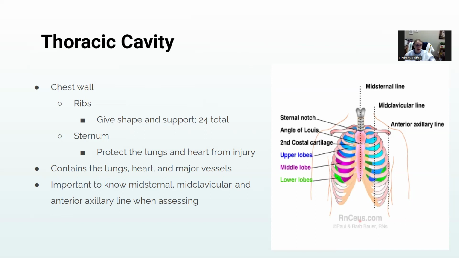So your thoracic cavity is going to contain your heart, your lungs and your other major vessels. So you think of your aorta and all that stuff. But you need to know the mid-sternal, mid-clavicular, and anterior axillary lines when you're assessing. So mid-sternal is in the middle. The mid-clavicular line is right in the middle of the clavicle. And then the anterior axillary line is closer to your armpit, essentially.